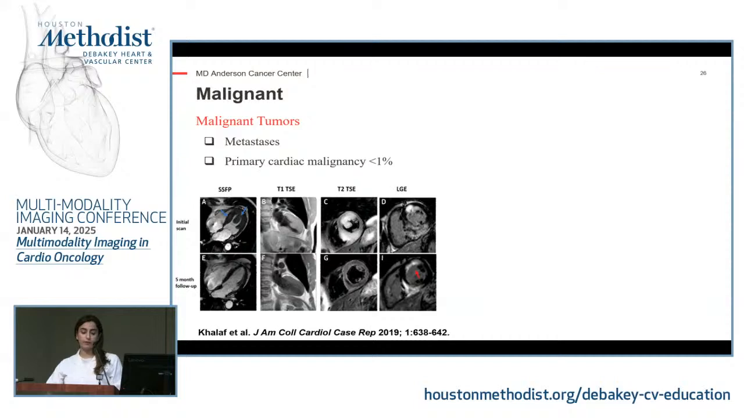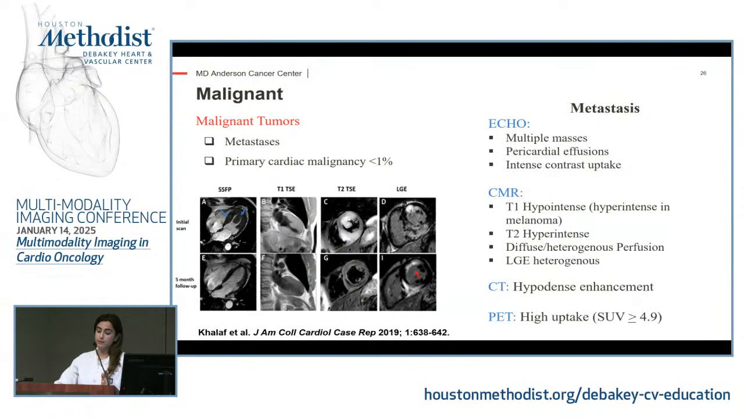So now on the flavor of malignant tumors, again, rare. Metastases run the list here. Metastases are a lot more common than primary malignancies, thankfully. Primary cardiac malignancies are very, very rare, okay? Let's keep that in mind, and that's a good thing because the prognosis with them tends to be very terrible and poor. Metastases on echocardiography tend to come in multiples.